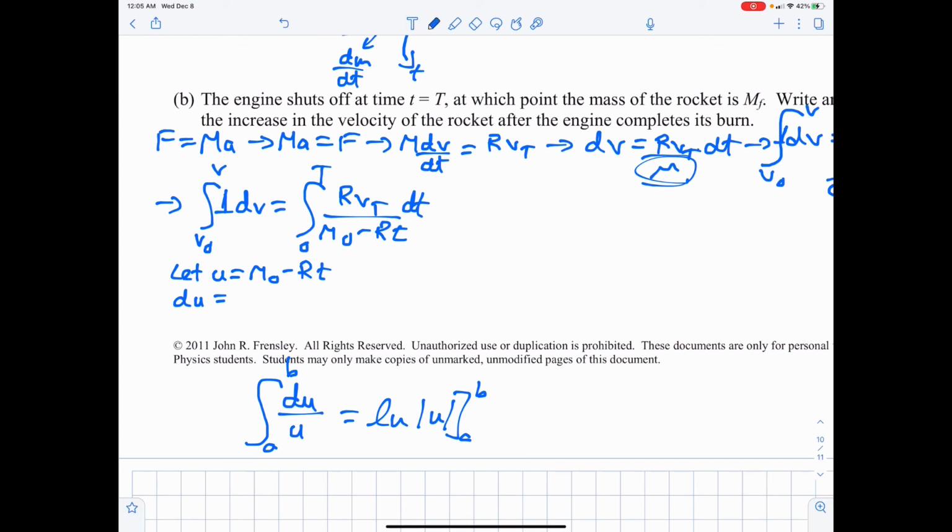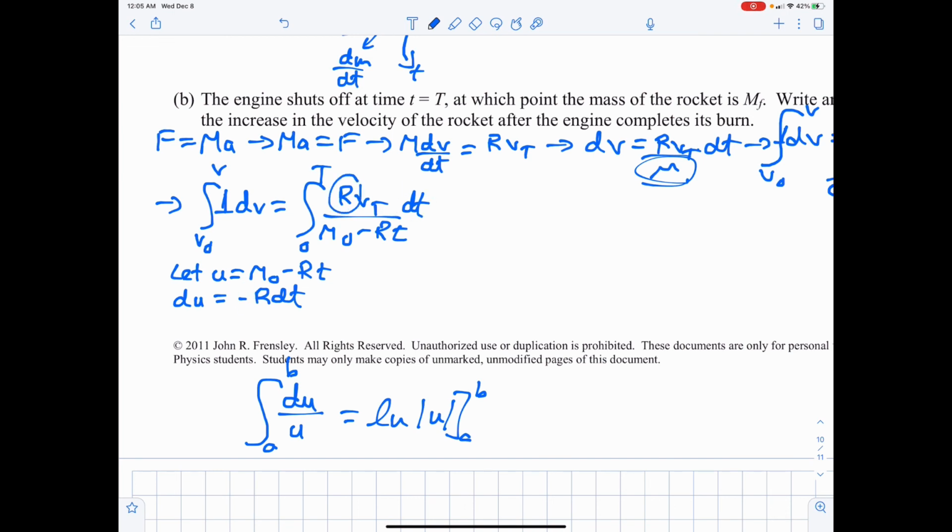We're going to go, the derivative of m naught would be 0, okay, and then the derivative of negative rt would be negative r, right? But if we derive u with respect to t, it would be dt. We're just chaining that on. Okay, so notice we have an r dt up above. We just don't have the negative. So that's very easy to deal with.